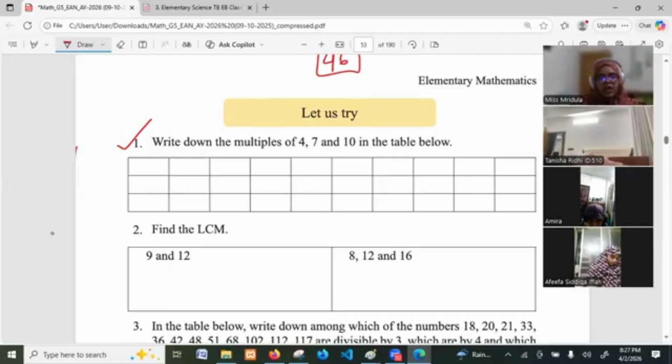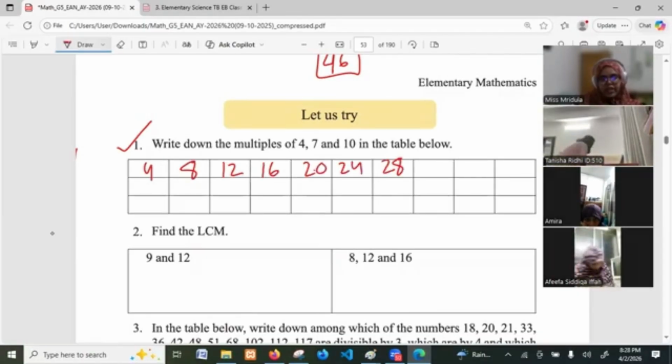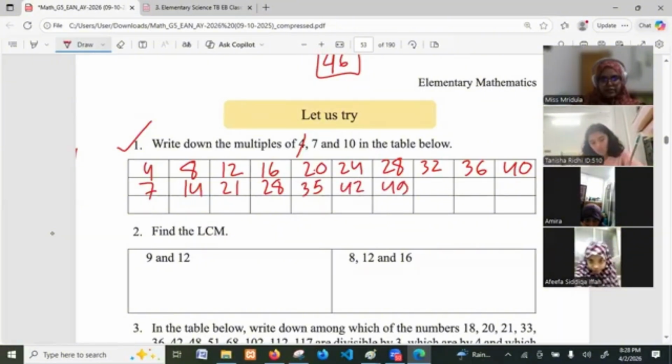Finding out the multiples. So how many cells have they given? 1, 2, 3, 4, 5, 6, 7, 8, 9, 10. So we need to find out only the times table of 4, 7, and 10 up to 10. So it will be 4 1s are 4, 4 2s are 8, 12, 20, 24, 28, 32, 36, and 40. So we are done with the 4. What about 7? 7, 14, 21, 28, 35, 42, 49, 56, 63, and finally 70. So we are done with the 7 as well.